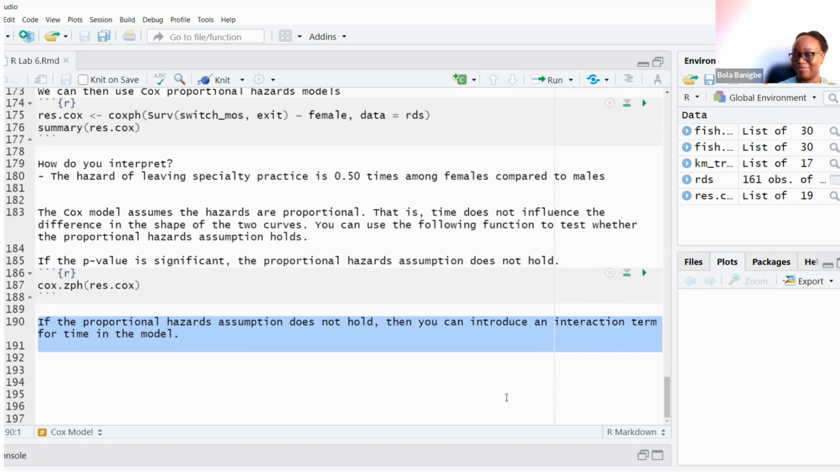Okay. Does it make sense? Yeah. So basically, doing this step of testing for the assumption of proportionality is like saying, should I use an interaction term or should I not?